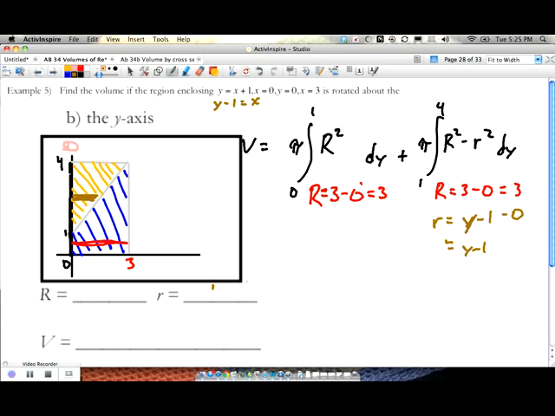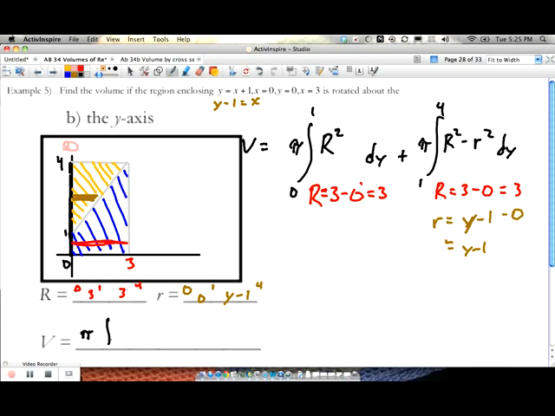So when we're going from 1 to 4, it's y minus 1. But when we're going from 0 to 1, the little r is just 0. There's no radius on the inside. Similarly, from 0 to 1, the big radius is 3, but also from 1 to 4, it's still 3. So we have to split this up into two integration expressions here.